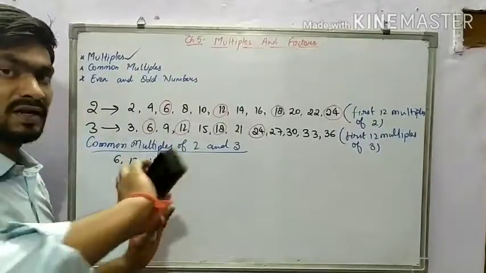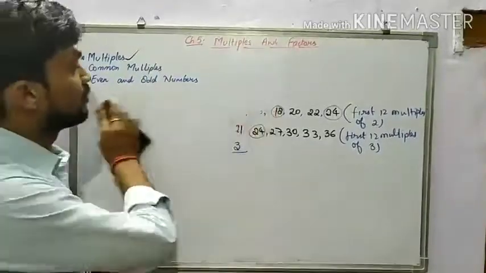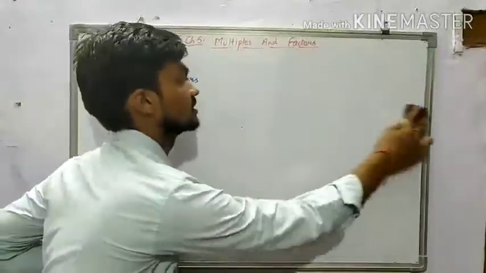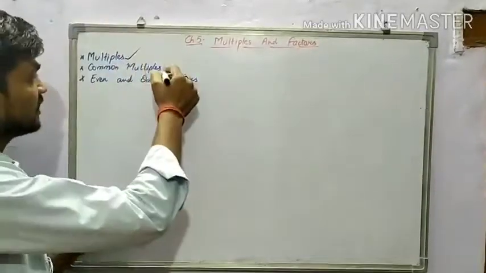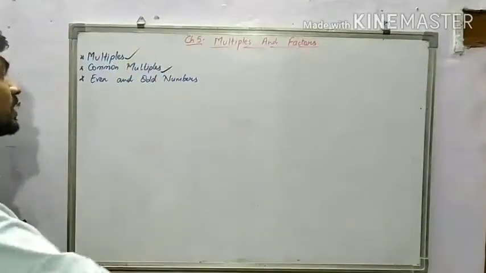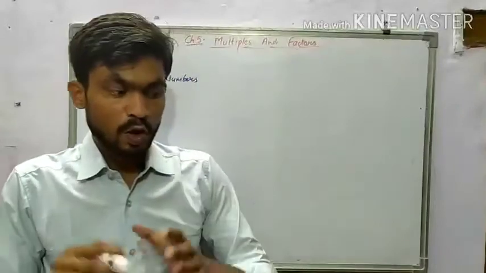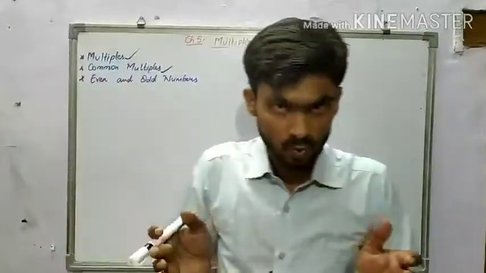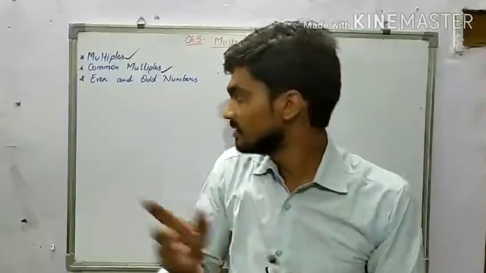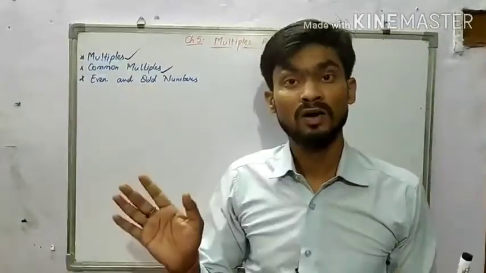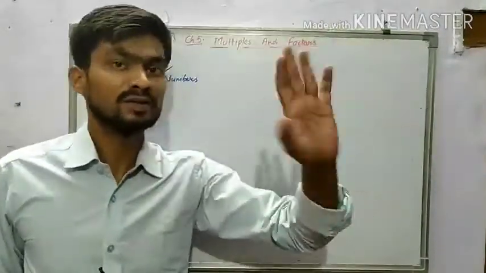Now, if you are clear with multiples and common multiples, we would like to go to even and odd numbers. Let us see what are even and odd numbers. These two are over. So, even and odd, very common words. See, all the numbers which we know are either even or odd. All the numbers, either they are even or they are odd.